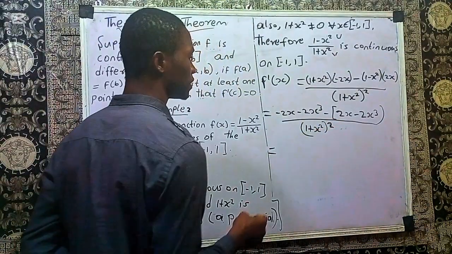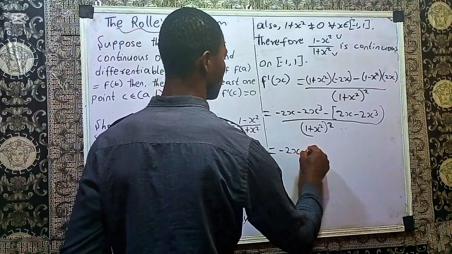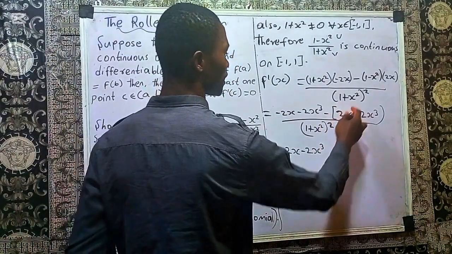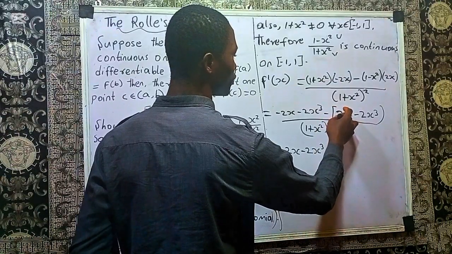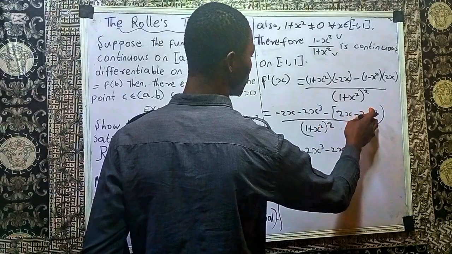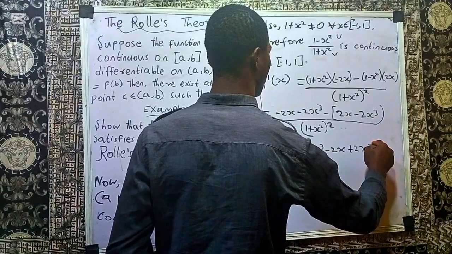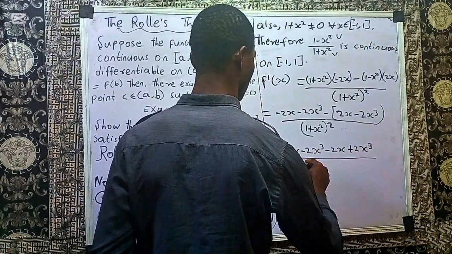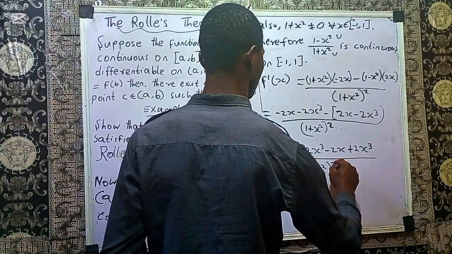So let's simplify further. We can open this bracket with the minus. We have 2x minus 2x raised to power 3, right? Now open this bracket with this negative. Negative of positive 2x, we have negative 2x. Negative of negative 2x raised to power 3, we have positive 2x raised to power 3. All divided by 1 plus x raised to power 2 all squared.